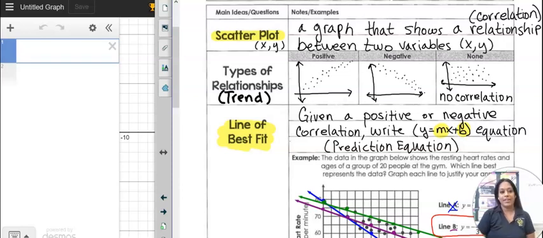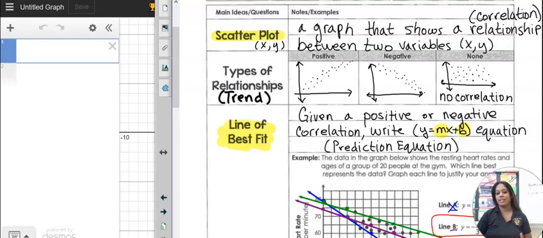Hello class, here is a lesson about scatter plot, line of best fit, and then we're also going to look at linear regressions on the next lesson. But I'll try to make one video since it's all related together. Okay, so the first thing that I want you to understand is the word scatter plot.